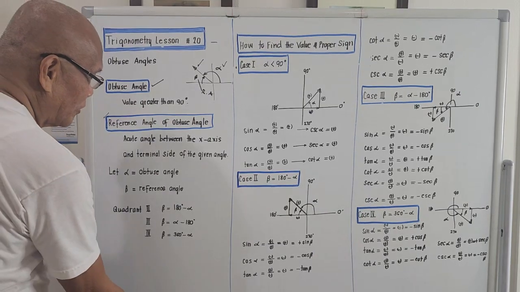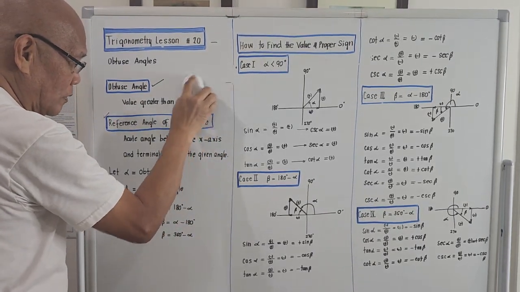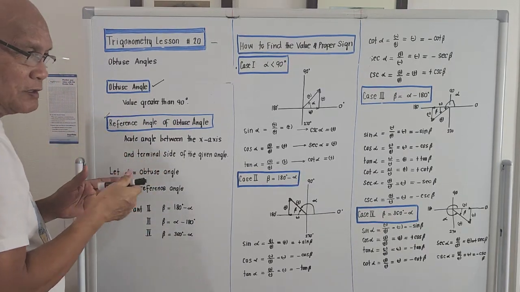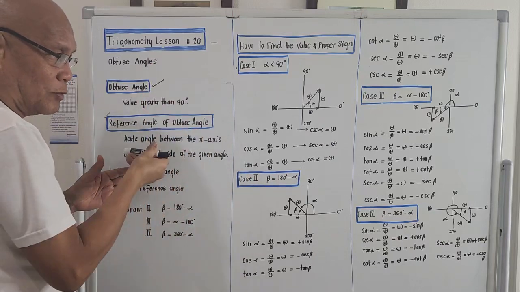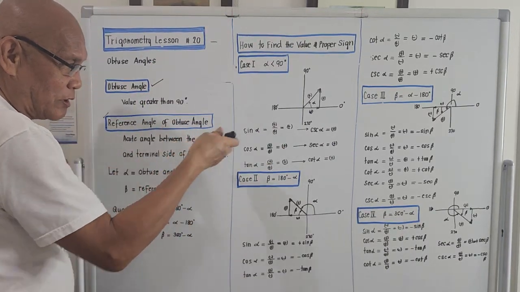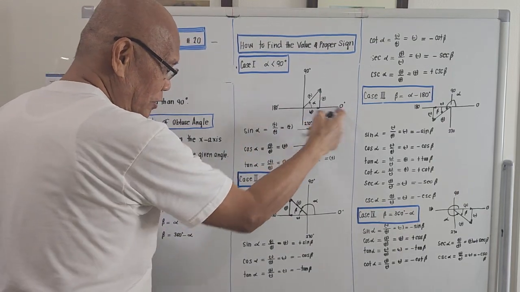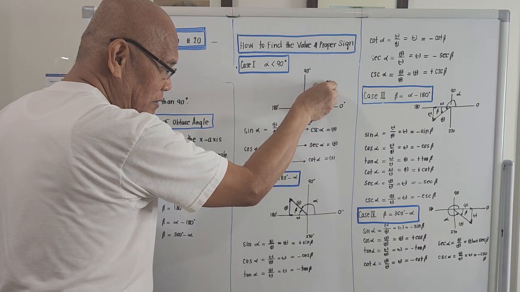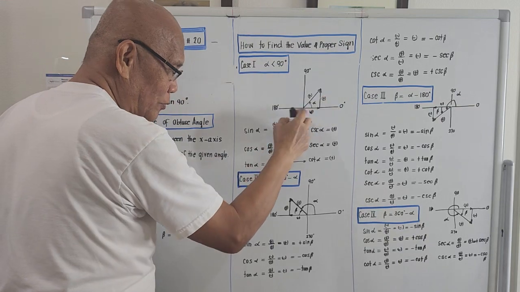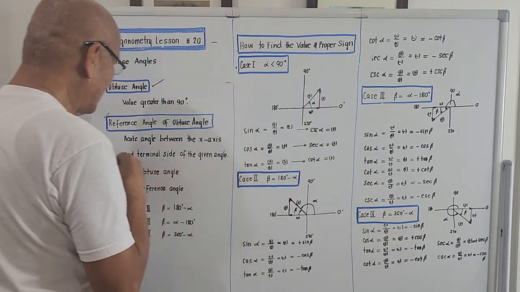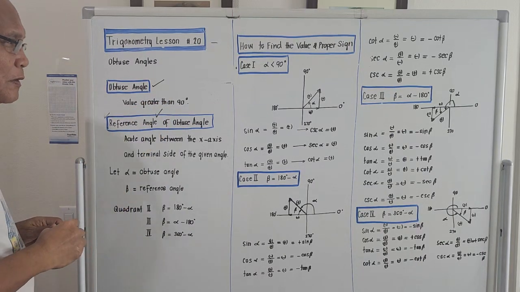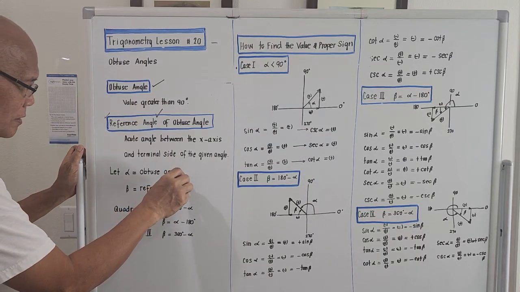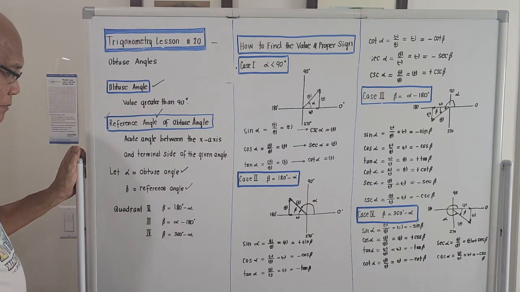Okay, I will try to erase this one again. So that's a reference angle. A reference angle is the angle between the terminal side of the given angle and the 0 degree line, 0 or 180, because 0 and 180 are the same. So the angle between the terminal side of the given angle with respect to the 0 and 180 degree line is the so-called reference angle. Okay, so we'll make a designation here. Alpha will be the obtuse angle and beta will be the reference angle.